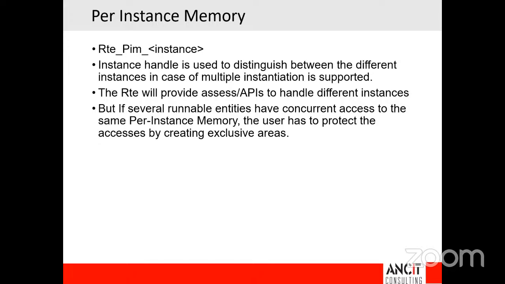But I want some APIs which will access a particular instance. I want the status of only the rear door. So like that, I want some particular APIs to access the status. Then I can use this per instance memory, where it provides access to the specific instances of the memory. That way you will be able to access that particular instance and derive data from it. So that's the whole idea of per instance memory.